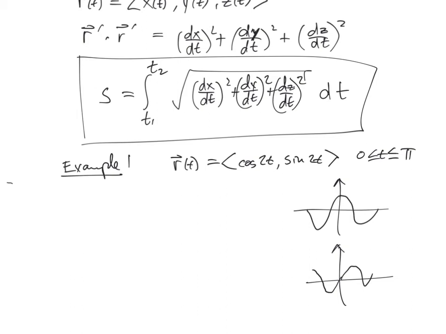Okay, so it's a circle, and we're basically finding the circumference of the circle, but we're going to use the arc length formula to do it. Well, we need the derivative of our position vector, right? So the derivative of cos is negative sine times the derivative of what's inside. Derivative of sine is cos times what's inside.